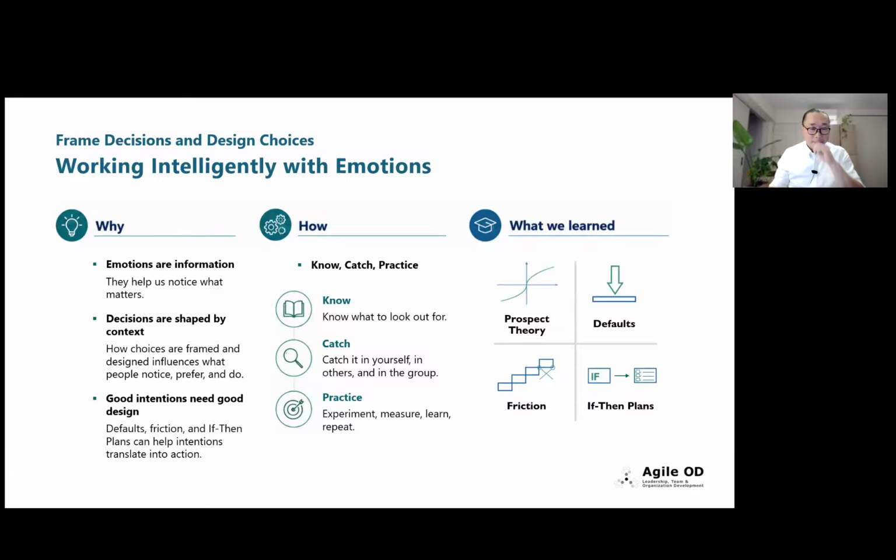Today, we explored 4 concepts. Prospect theory showed us that people respond differently to gains and losses, depending on how a choice is framed and the reference point they are using. Defaults showed us that what happens automatically often shapes behavior more than we realize. And if-then plans showed us how to prepare in advance for the moments when good intentions fail to translate into follow-through. Taken together, these concepts remind us that better decisions are not only about thinking harder, they're also about noticing what is shaping the decision and designing the conditions that make better action more likely. That takes emotional intelligence.